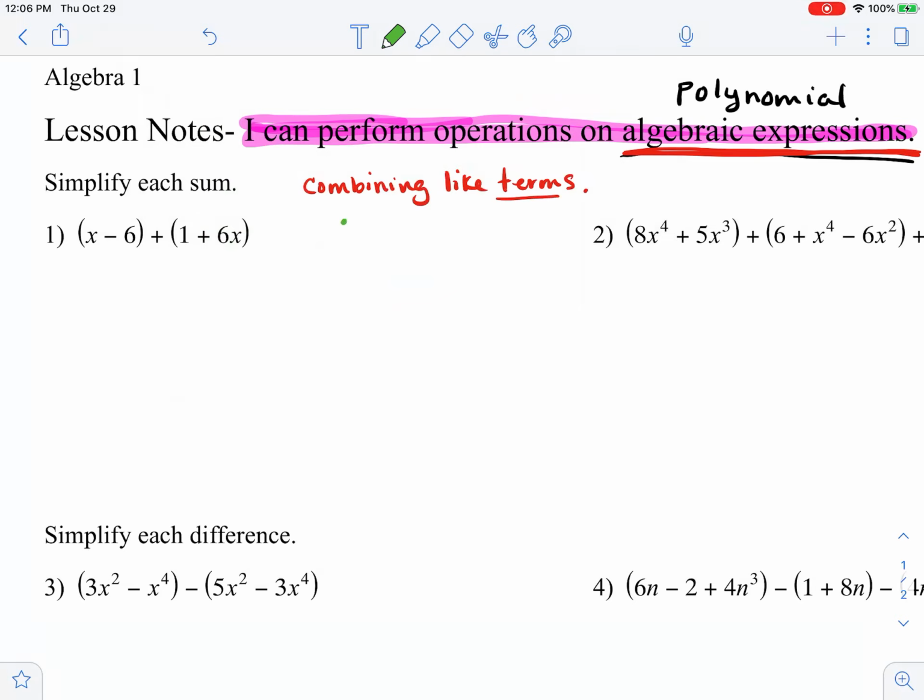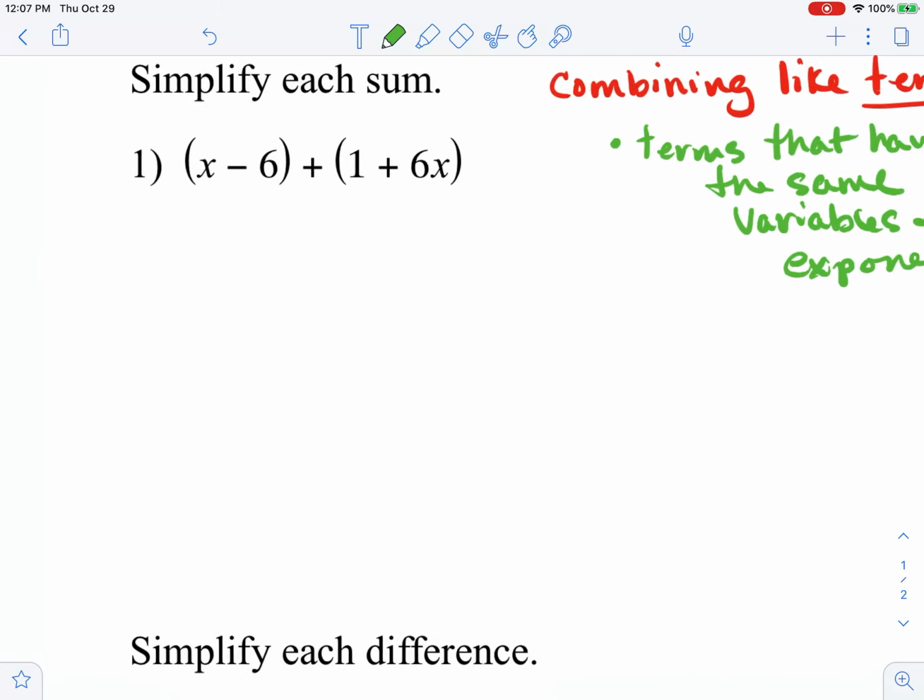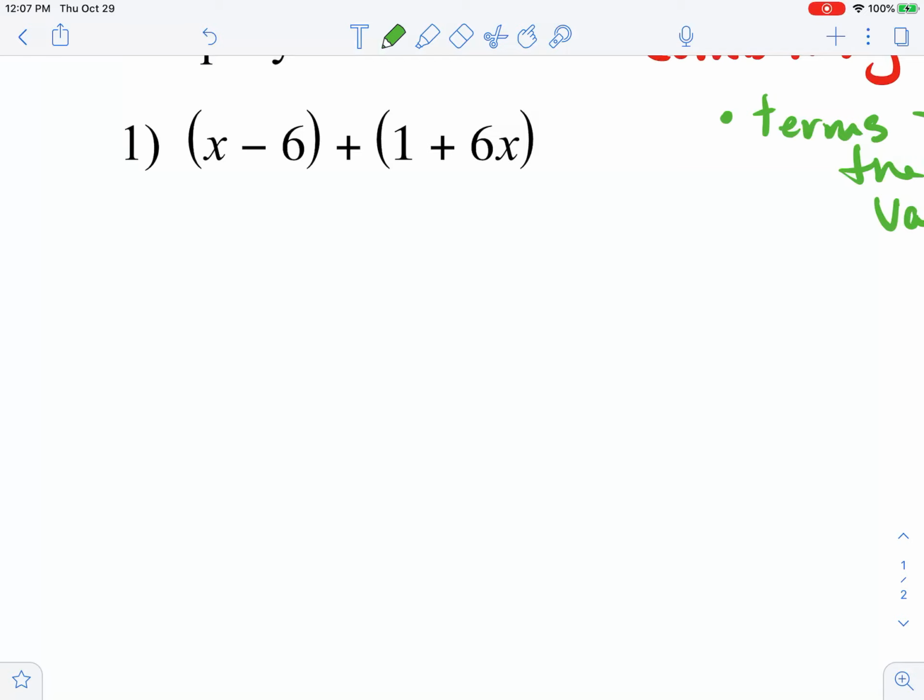And what do we mean by like terms? Like terms are terms that have the same variables and exponents. Terms that have the same combination of variables and exponents. So we're going to be on the lookout for these because these are what we're actually going to be combining together. And by combining, I mean adding or subtracting from one another as we add algebraic expressions together. Let's take a look. We're going to do some examples here. Let's take a look at adding algebraic expressions together. I'll use a little bit of highlighting here to show you which terms are like terms.